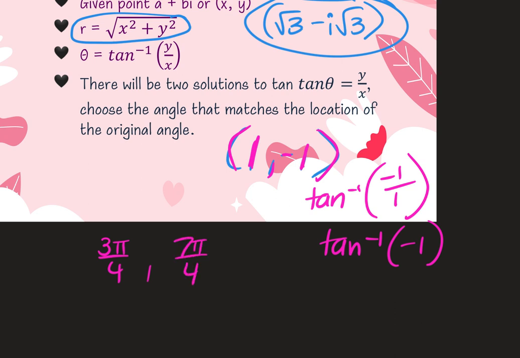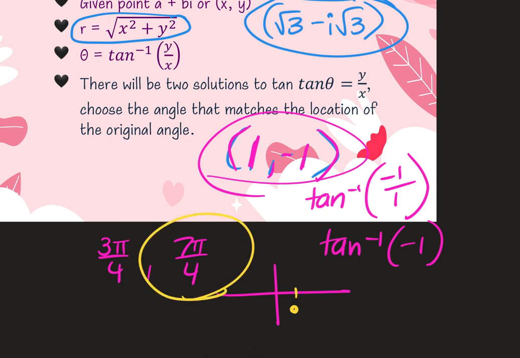Only one of these is right, and it's based on the original location of this point. Where is (1, -1)? Quadrant 4. So we keep 7 pi over 4. There will be almost every single time 2 answers, and you have to figure out which one it is based on the location of your original point.